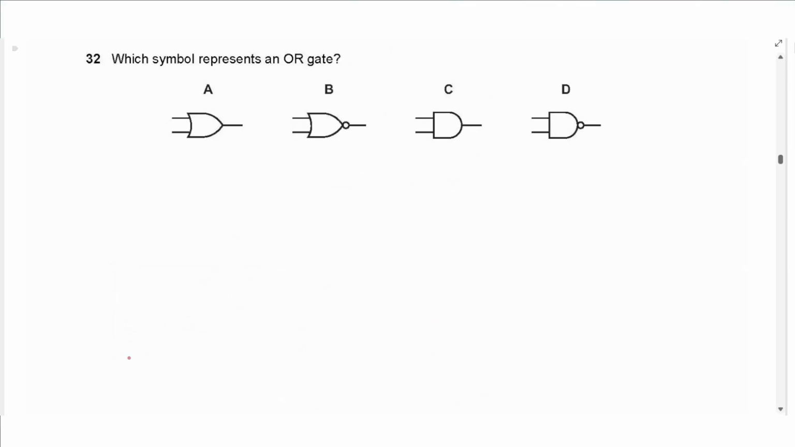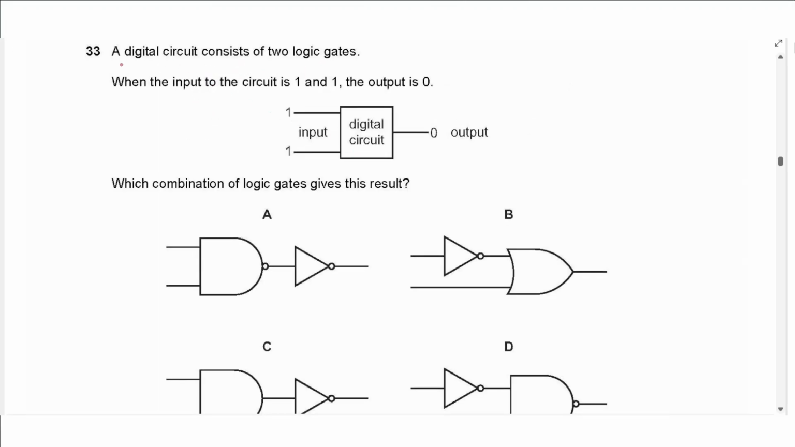Question 32 is about logic gates, also question 33. So you can skip those two questions because they are not in the new syllabus, but I will solve them anyway. Which symbol represents an OR gate? That is A.